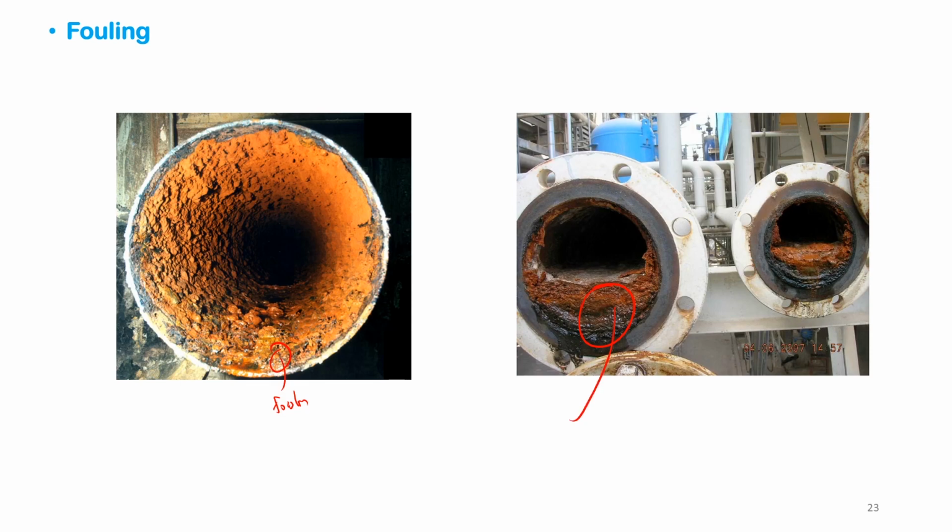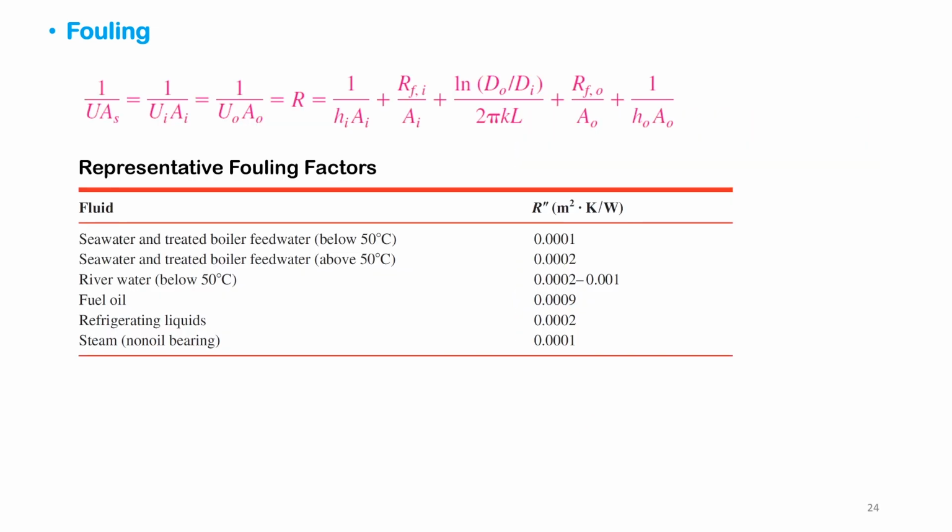Sometimes fouling can be so severe that you may be almost losing half of the flow, so you need to gradually clean this. You can imagine this is a big problem in industrial practice. That means when you are dealing with heat exchanger analysis, you cannot just neglect the fouling. You need to consider the effect of fouling.